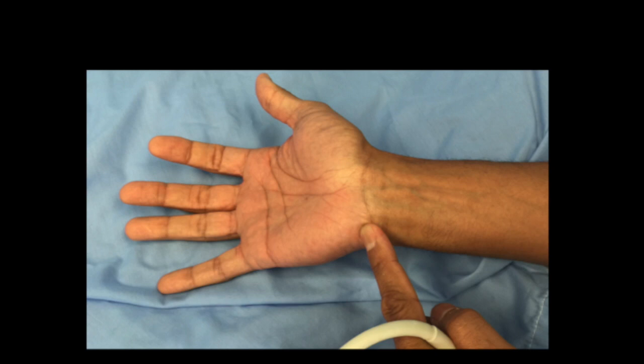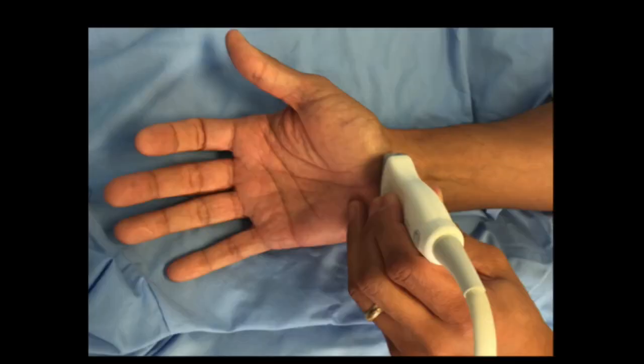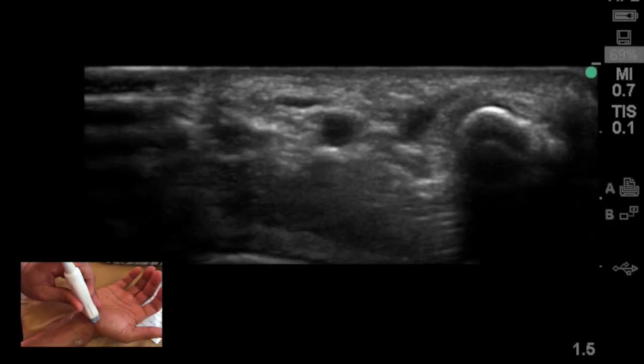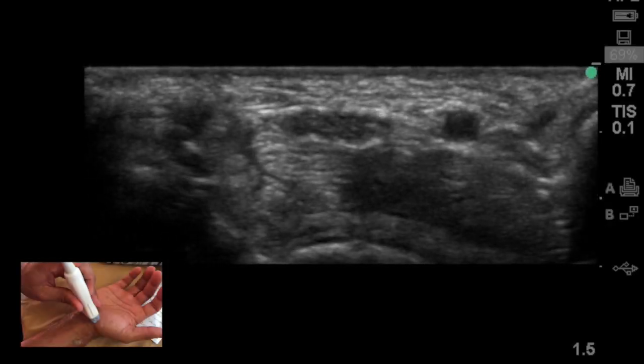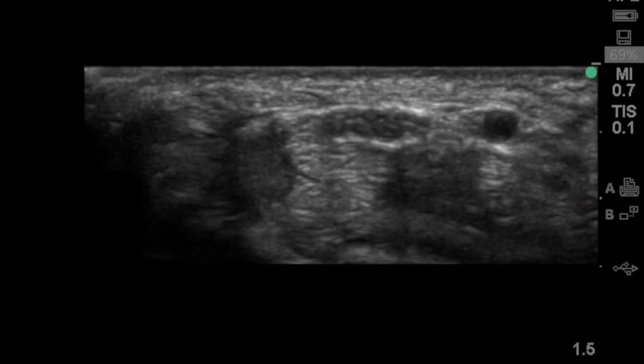Palpation of the pisiform bone, followed by placement of the transducer over the pisiform and visualization. The pisiform is visualized and then the transducer is moved laterally to see the median nerve.